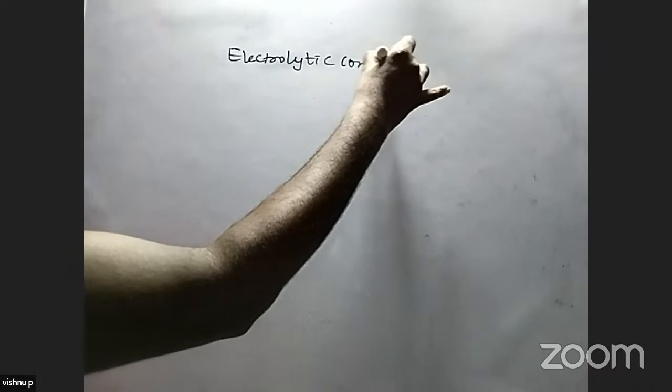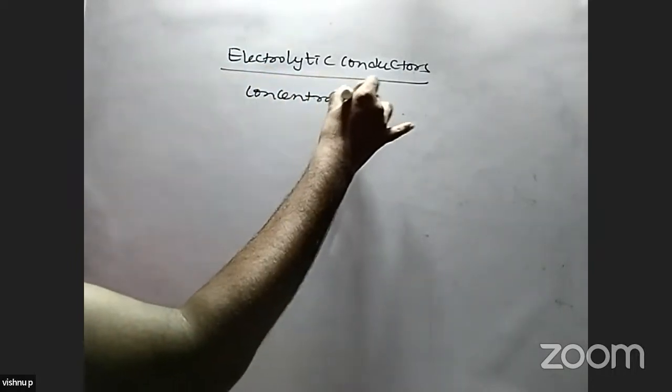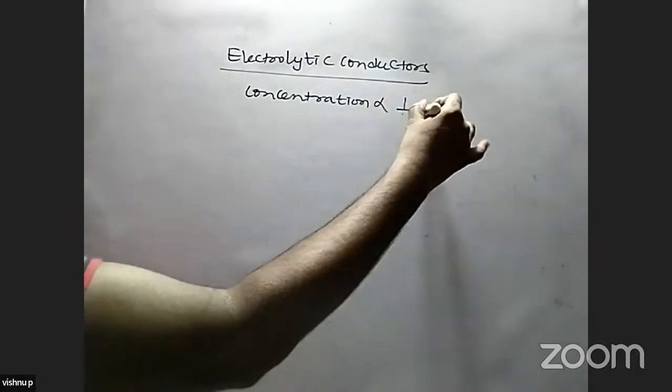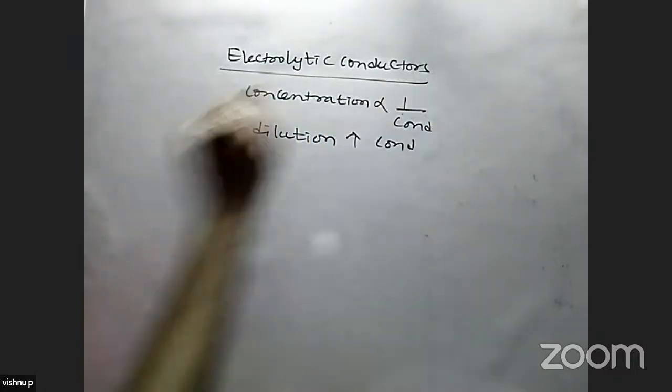What is the next factor influencing electrolytic conductors? The next factor is concentration of electrolytes. When concentration increases, ion mobility decreases. So conductivity always decreases with increase in concentration of electrolyte. But if you add water, dilution increases conductivity. Ions are separated by more distance, and conductivity always increases.